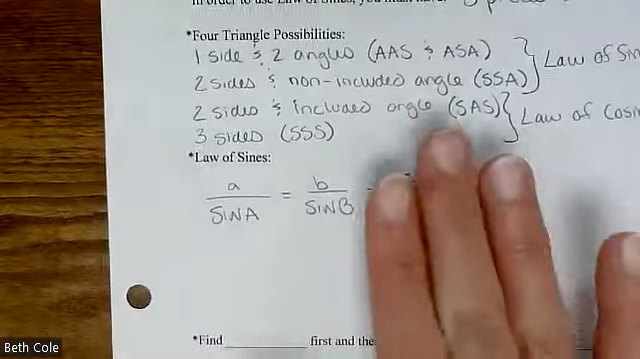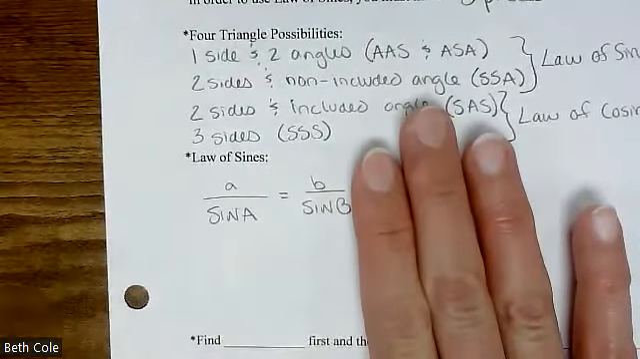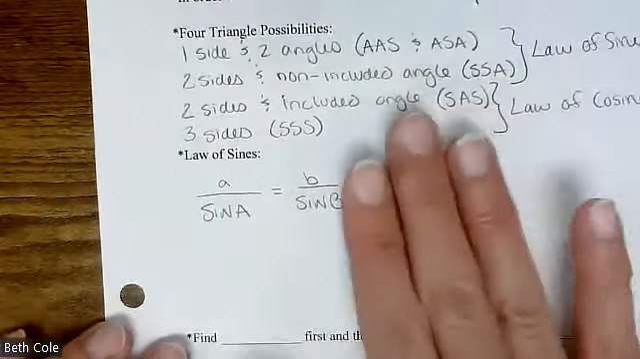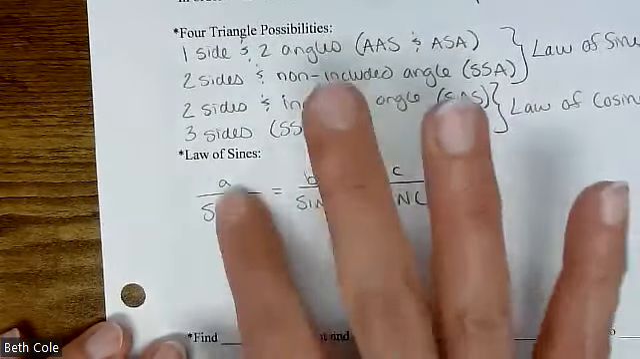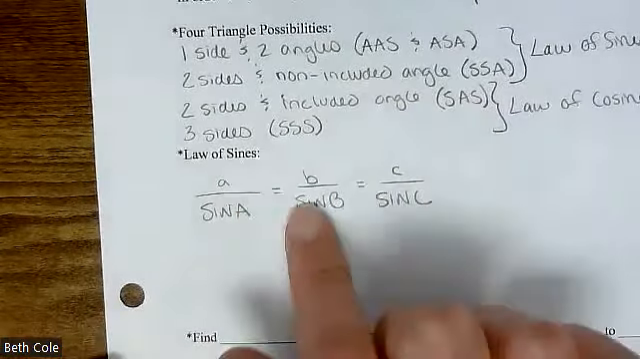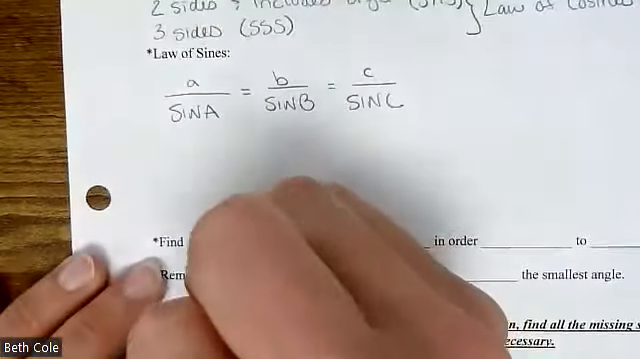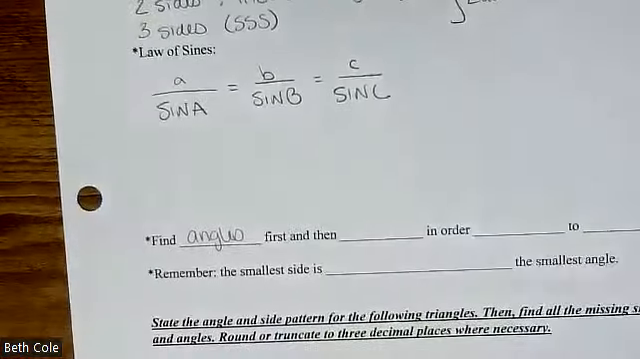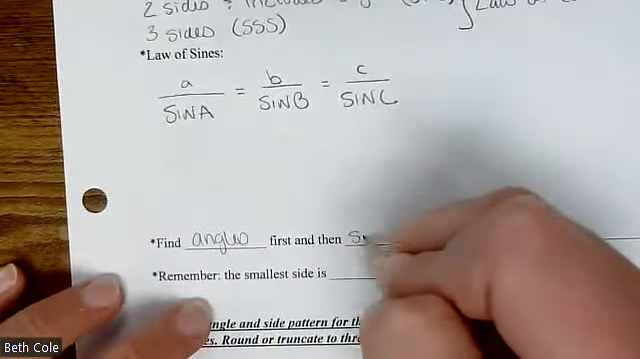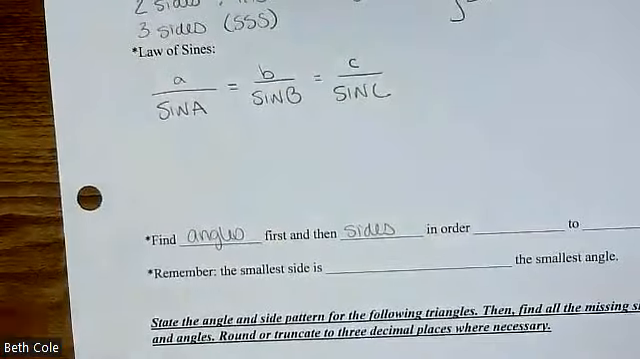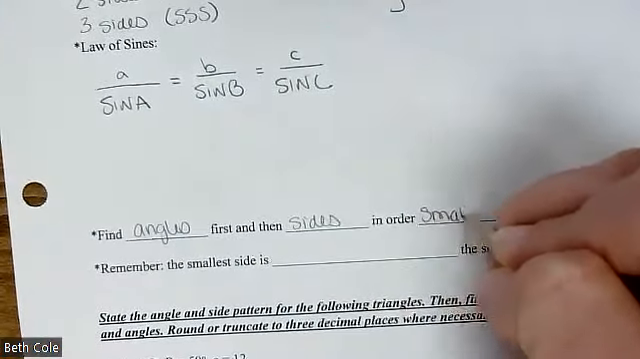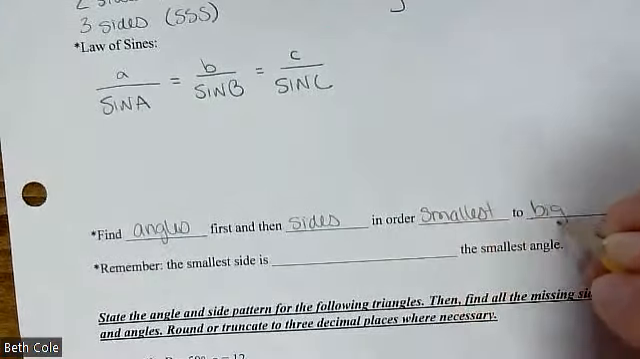But you're only going to be able to set up one ratio at a time. Or proportion, I guess we should say, one proportion at a time. One ratio equals another ratio. You're never going to have all three of those together, but we just say that that's all true. All right, you are going to find the angles first and then the sides in order, smallest to biggest.